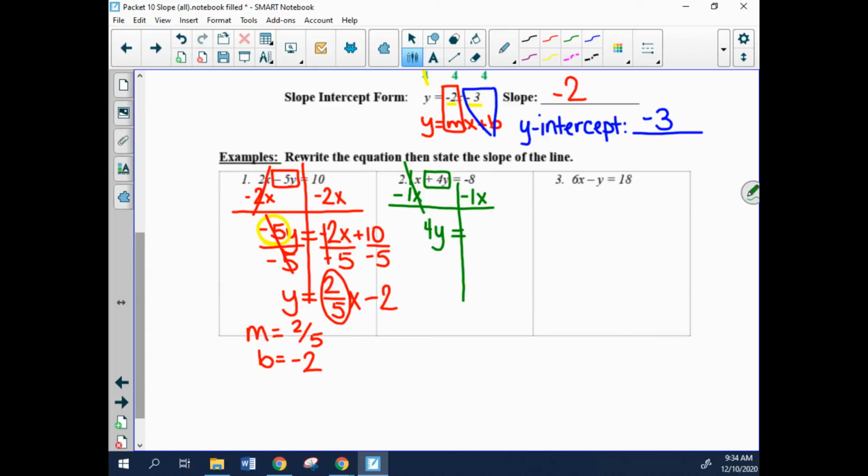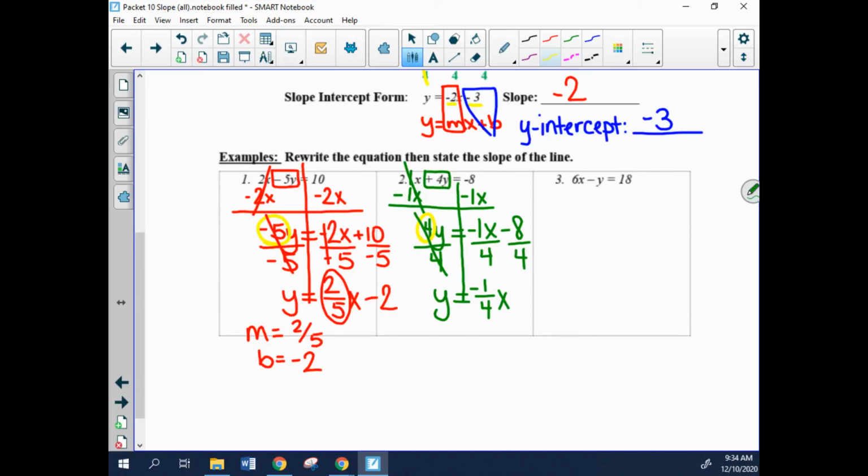When I rewrite the right side, I want to make sure that I write my x term first, so -1x minus 8. Now I ask myself, what is the coefficient of y? Here it's a +4. So I'm going to divide all three terms by +4. So I show my division. The 4's cancel out on the y, leaving me with y equals. I have a -1 over a +4. 1/4 I can't simplify, so I'm going to leave this as -1/4 and bring down my x.